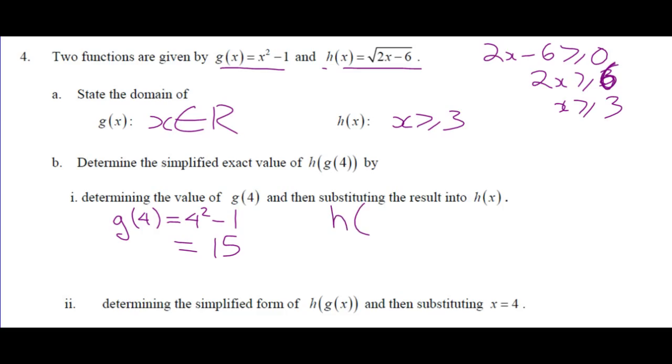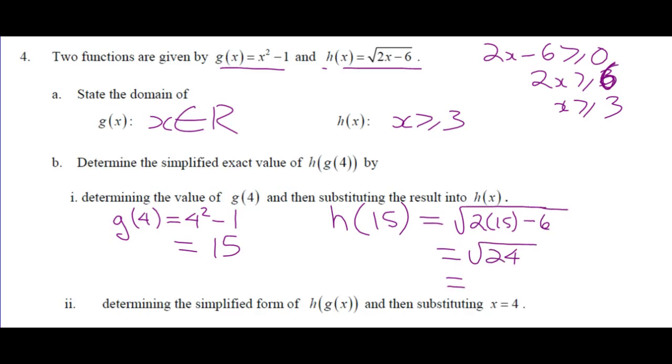H of 15. So h of g of 4 is h of 15, which is the square root of 2 times 15 minus 6, which is the root of 24, which is 2 root 6. So we work that out and we get 2 root 6. That's one way.